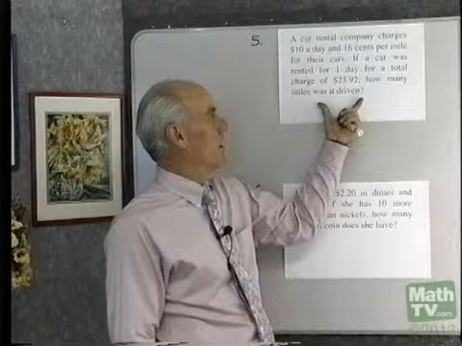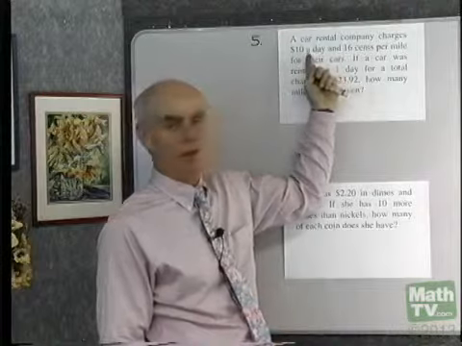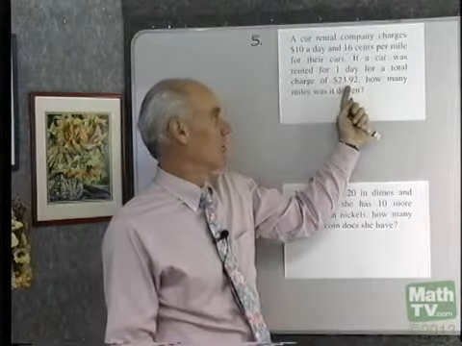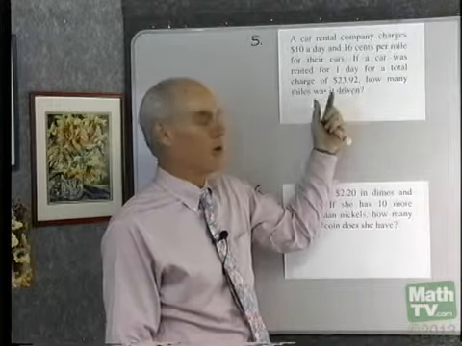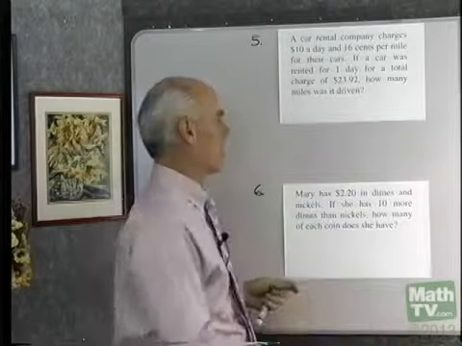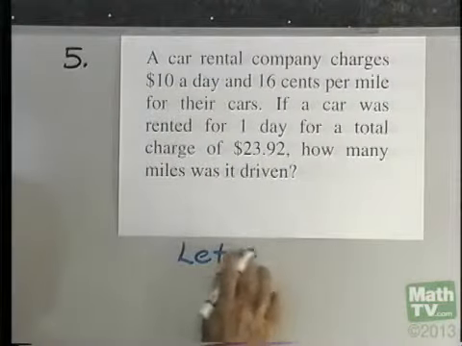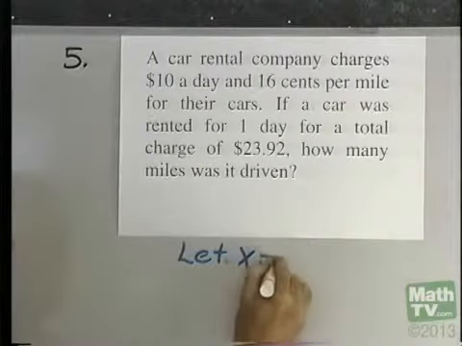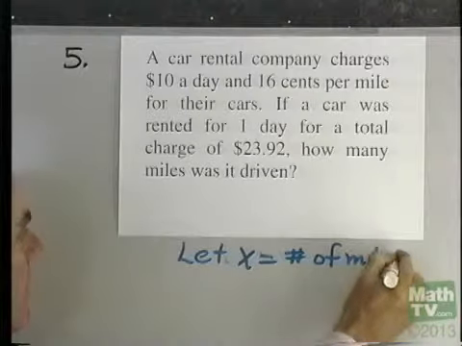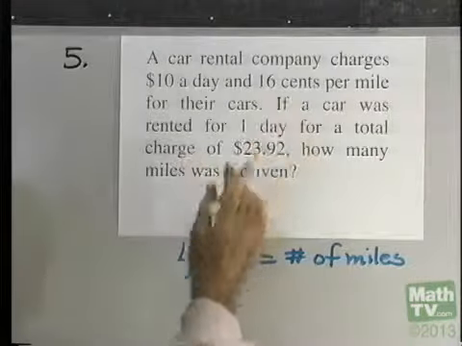When we see what items are known and what items are unknown, we have that the car company charges $10 a day, 16 cents a mile. We know it's rented for 1 day. We know the total charges are $23.92. What we don't know is how many miles it was driven. So let's let x be equal to the number of miles the car has driven. Let x equal the number of miles driven.